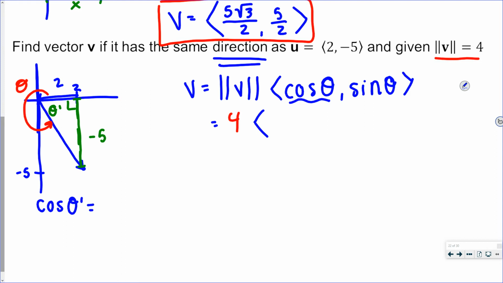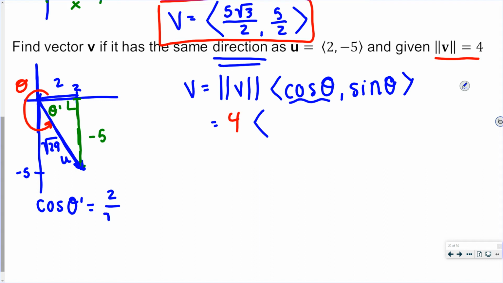Cosine would be adjacent over hypotenuse. Oh shoot, I don't know what my hypotenuse is. How could I find that? Pythag. I'm telling you right now, it ends up being the square root of 29. It's not 4. That's the length of the vector. This is vector u. I'm just using this direction because I know it has the same direction.